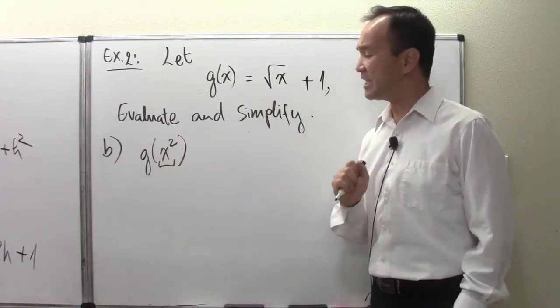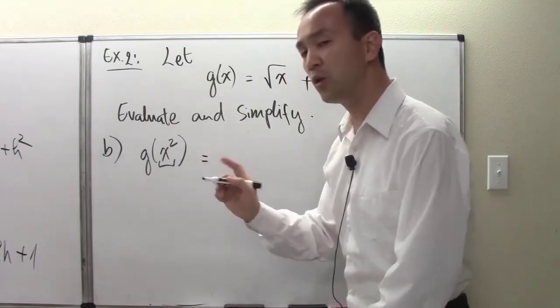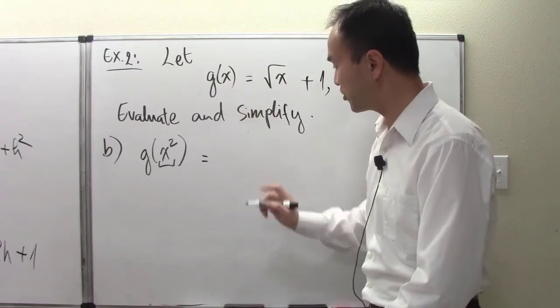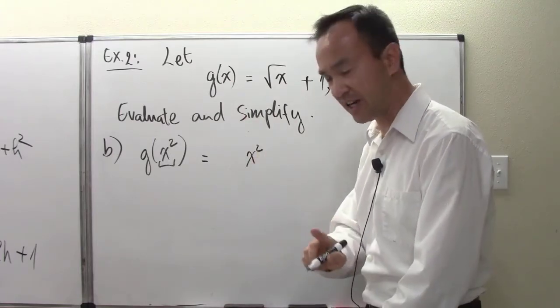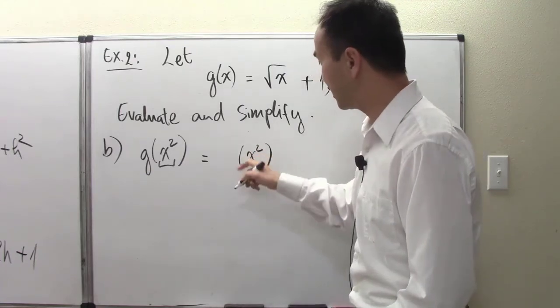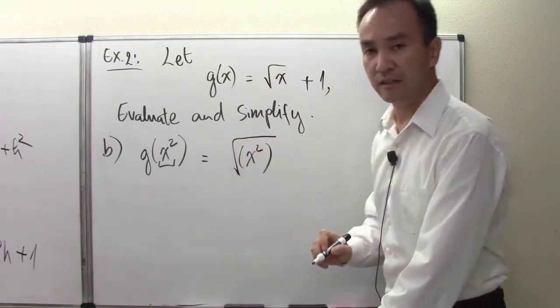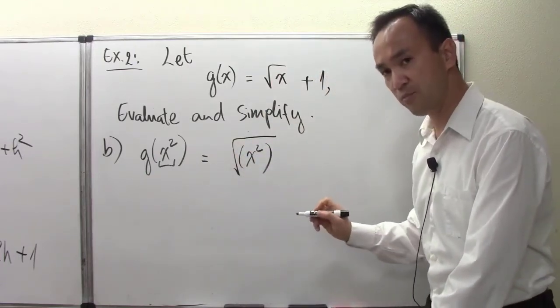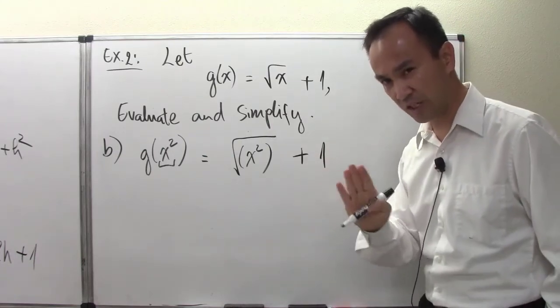So the starting setup is going to be the following. The rule of this function g says for whatever input that is. x squared is the entire input, so I'm going to put x squared in parentheses. The rule says we're going to take the square root of the input, and then we're going to add 1. And so I set that up with the order of operations.